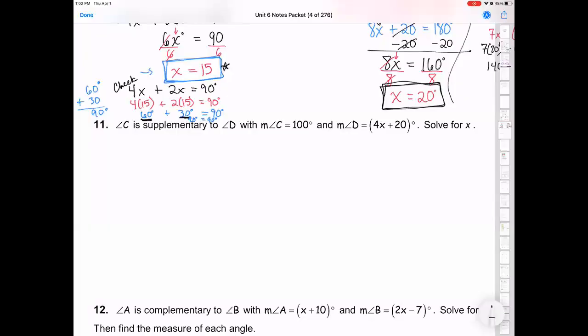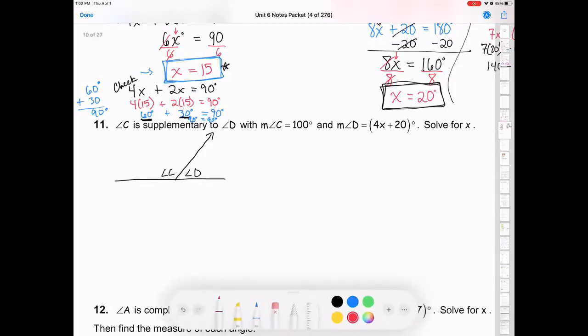All right, hopefully you've had an opportunity now to try this one out. So angle C is supplementary to angle D. What that is saying is we have 180 degrees that two angles form together. So we have angle C, which is right here, and angle D, which is located right there. We're going to draw a picture of this scenario happening. And it says that angle C and angle D are supplementary, which we know totals 180 degrees.